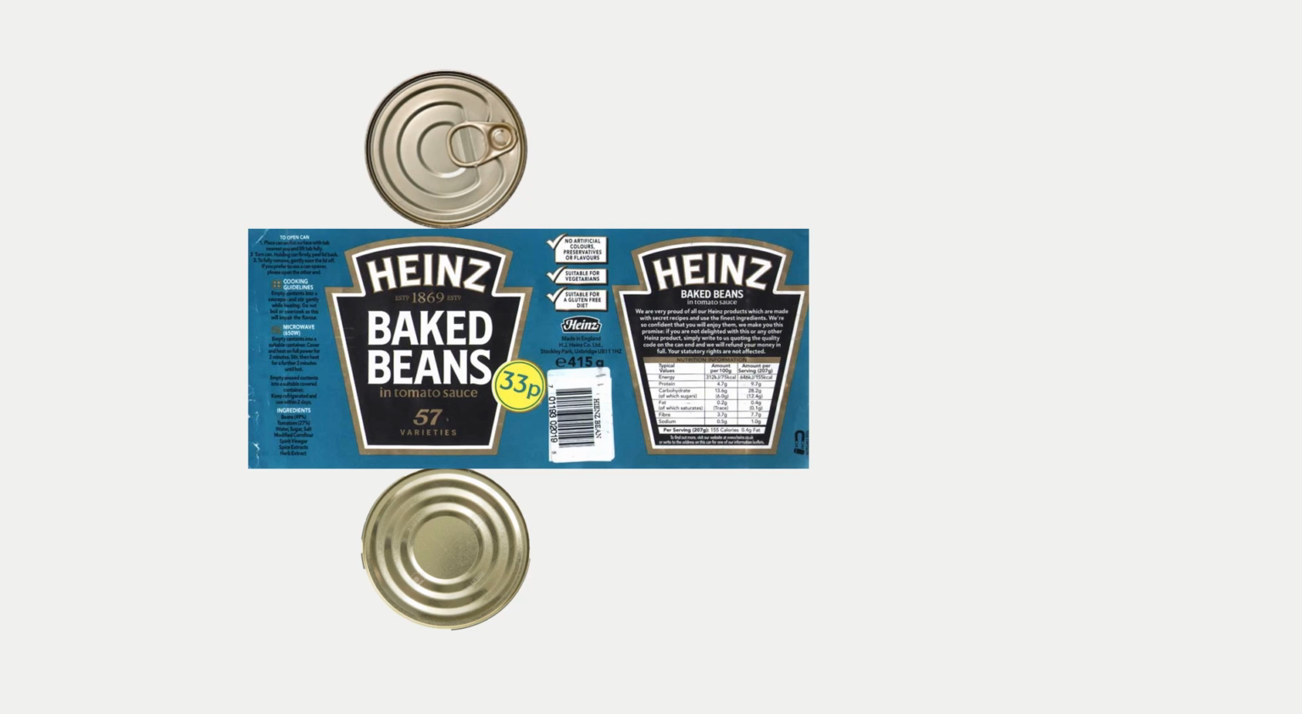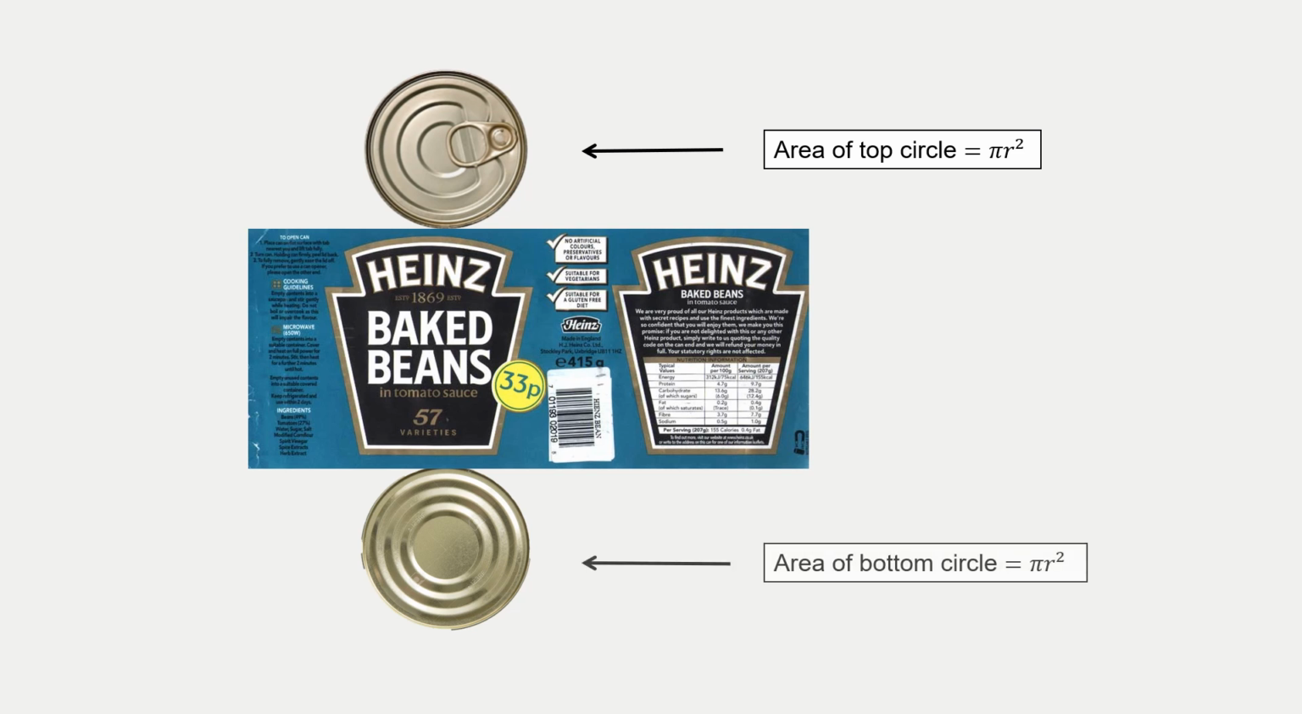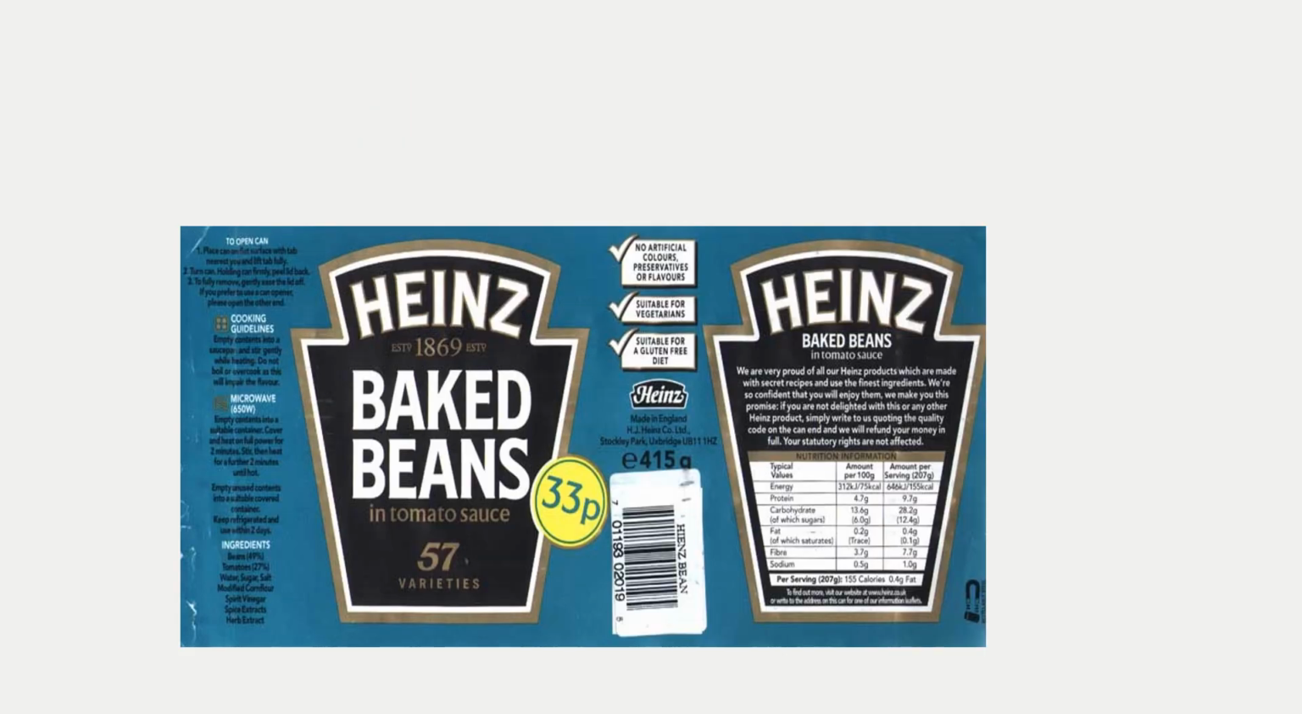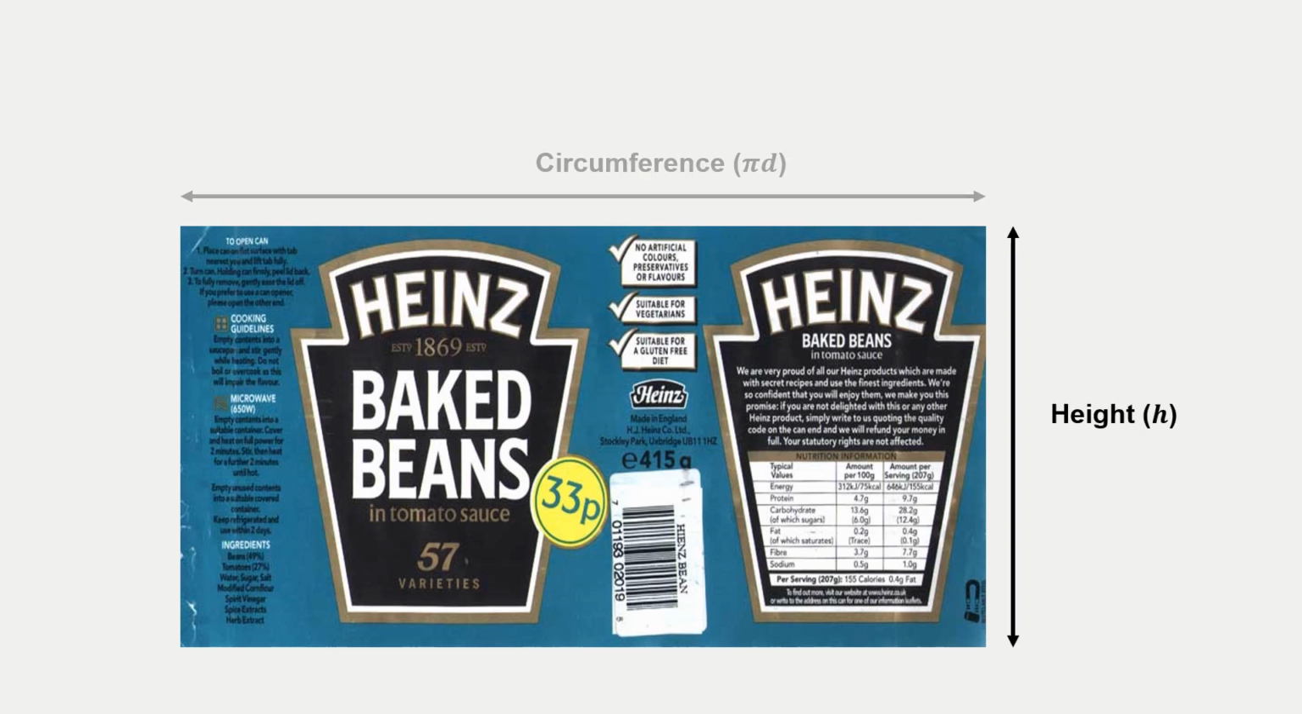As this is my shape, I can see there are two circles and one rectangle. This is the area of the top circle, which is pi r squared, and the area of the bottom circle, again pi r squared. Both of them you have to work out. Then there is the rectangle, which is remaining. This is my height and that's my circumference, which is pi d.